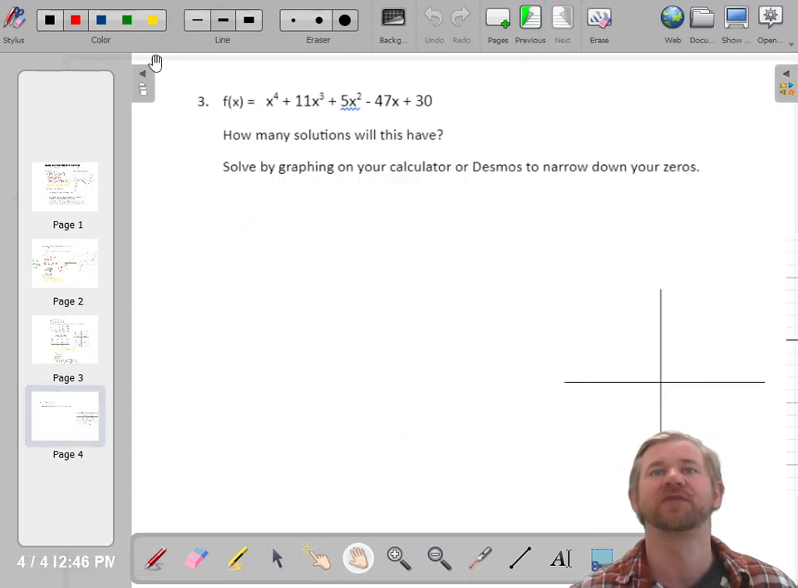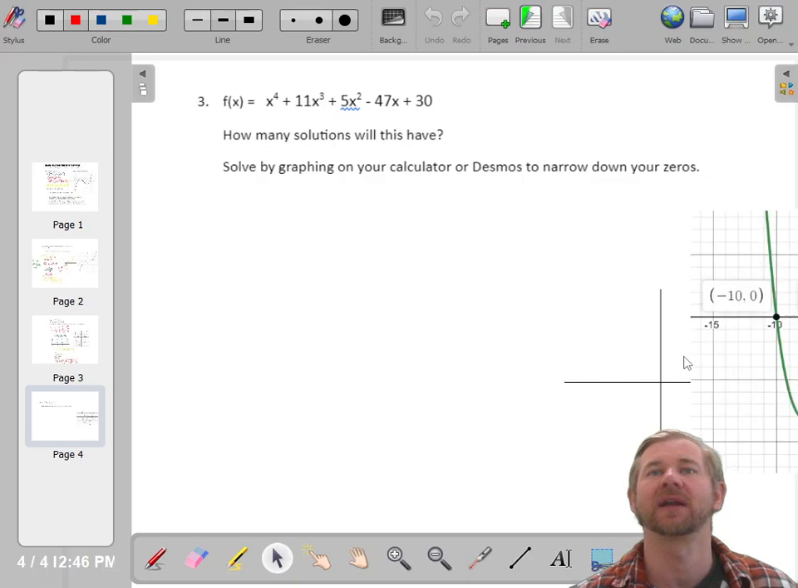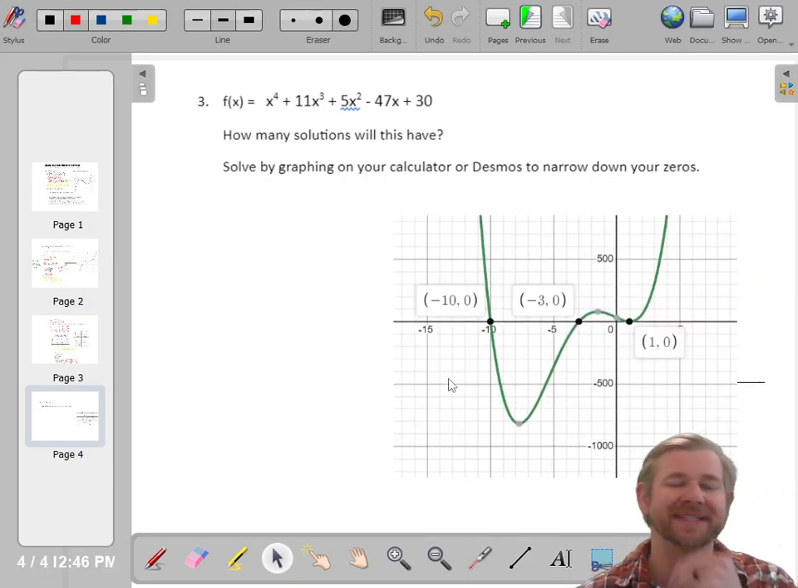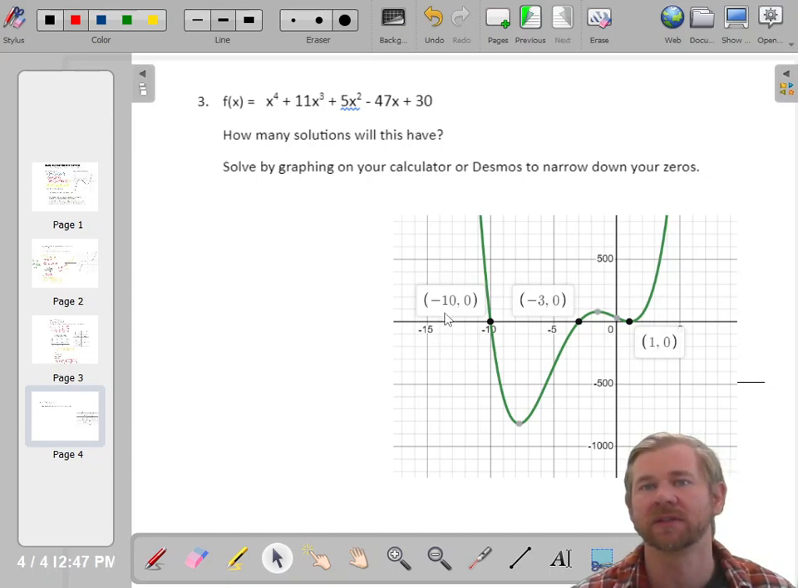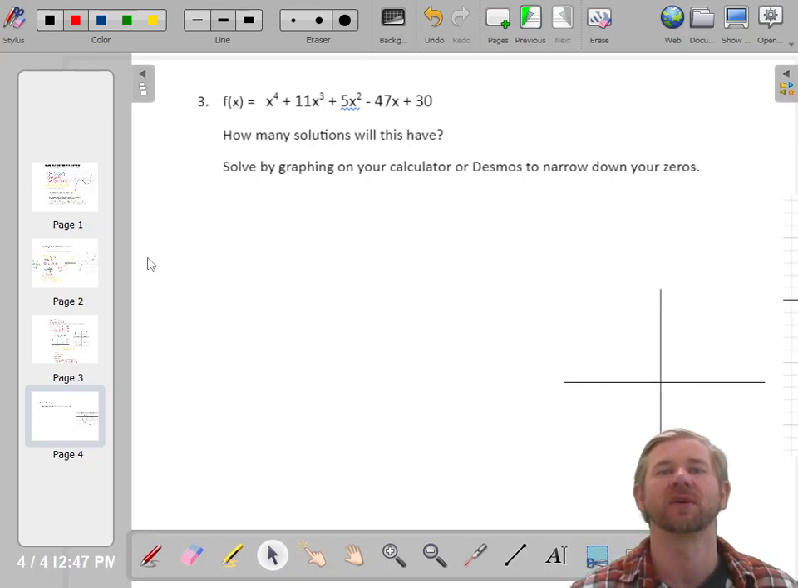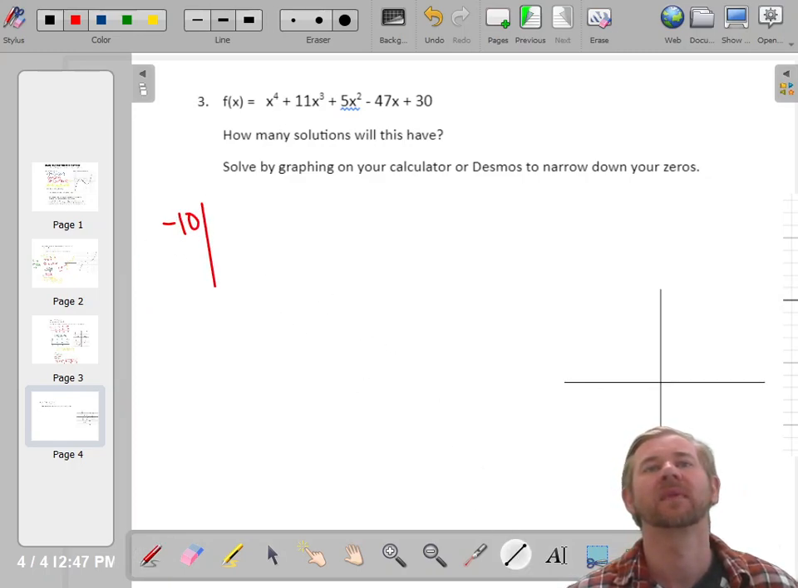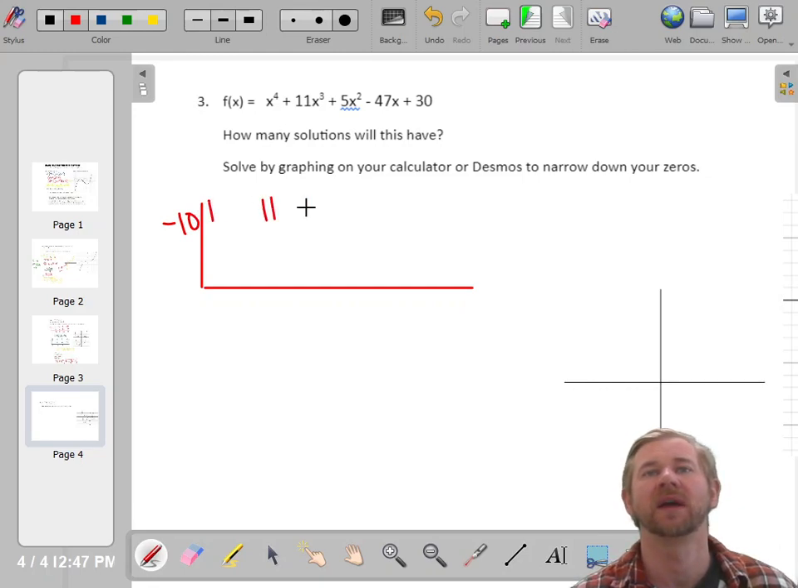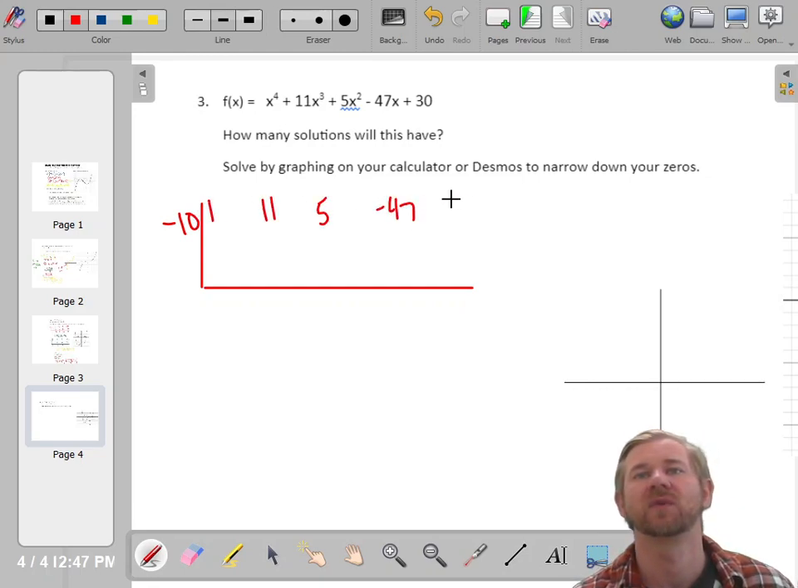So we got x to the 4th plus 11x cubed minus 5x squared. All right, well, look, I see some zeros. I'm going to intentionally not mess with the 1. I'm going to do -10 first. So I'm going to start with -10. And now I will plug in 1, 11, 5, -47, and 30.